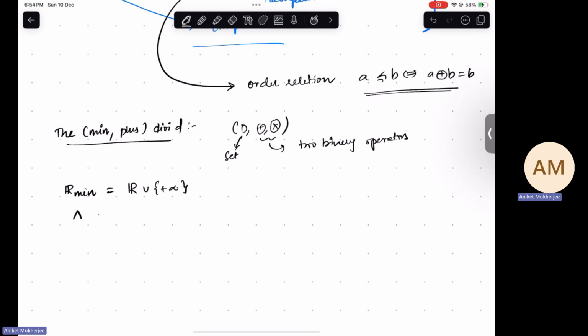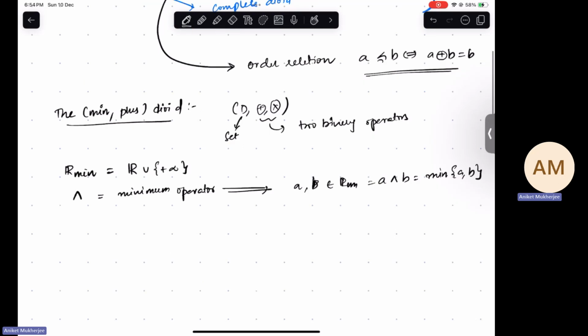And the first operator is the minimum operator. What this means is, if you take A comma B belongs to R min, then A first operator B is equal to min of A comma B. Similarly, we have the second binary operator as the plus operator, which is the standard addition.